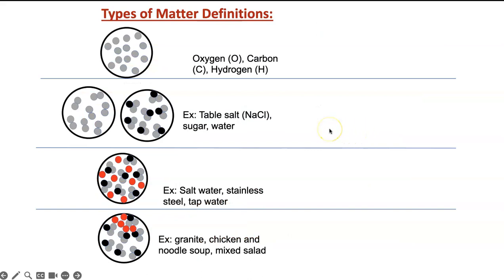So now let's look at the different types of matter. I need you to be able to recognize diagrams and tell whether they're pure substances or mixtures, and within that, are they elements or compounds, or are they homogeneous mixtures or heterogeneous mixtures. So here is a picture of an element, correct? It's only the same type of atom and they're not connected together. So this would be oxygen, carbon and hydrogen.